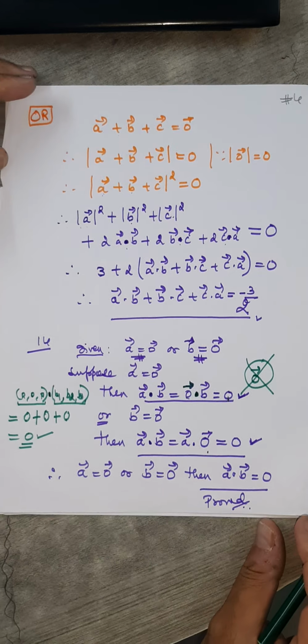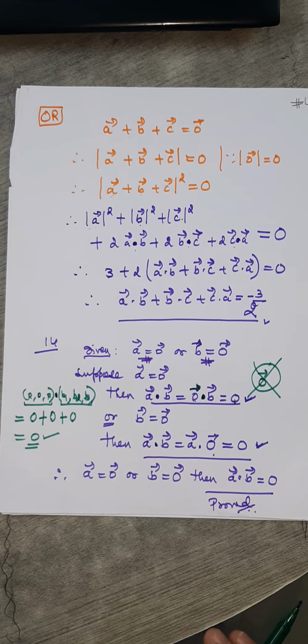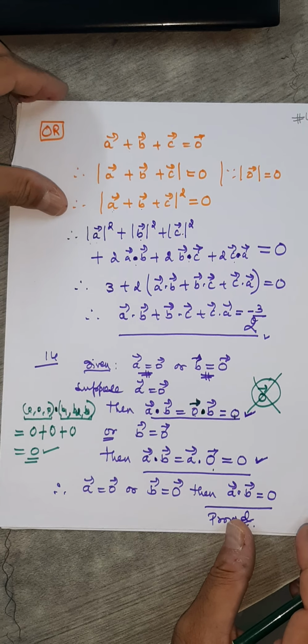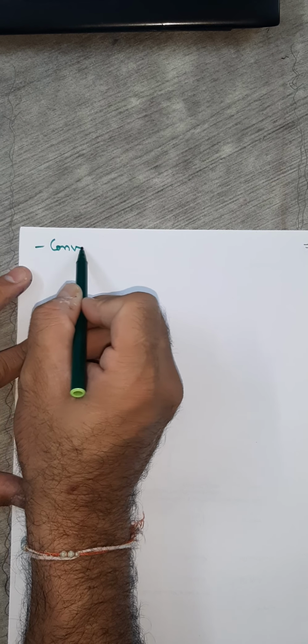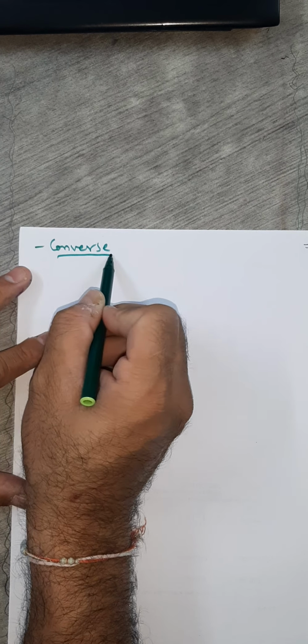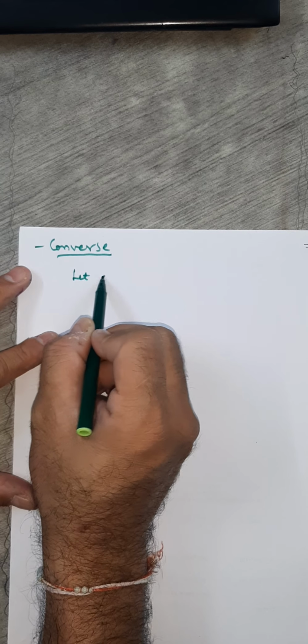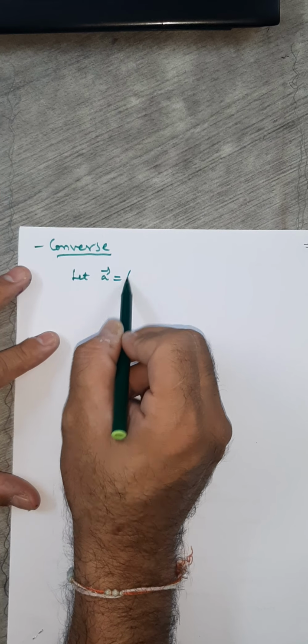So what you have concluded here: if at least one of the two vectors is a null vector, then the dot product is 0. For the converse, you can take two vectors by trial and error. What you have to do, you set the vectors in the form of components.